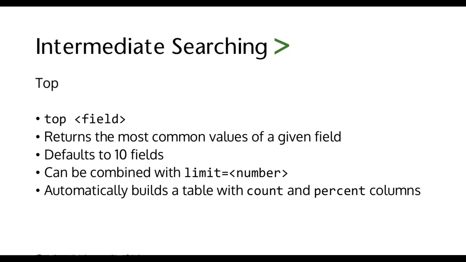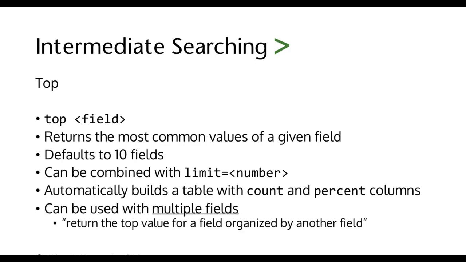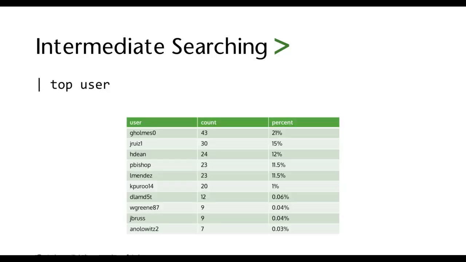It automatically builds a table with two other columns, count and percent. And it can be used with multiple fields, which makes top a very powerful command. So we could return the top value for a field organized by another field, for example. Here's an example of top user, if there was a field called user. It returns the top 10 users with the highest count, and then it tells you the percentage.